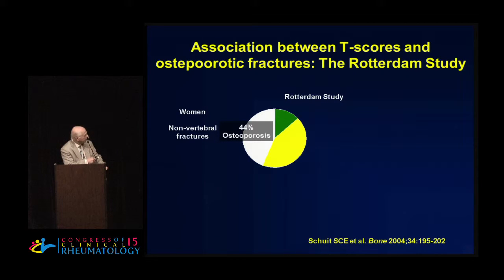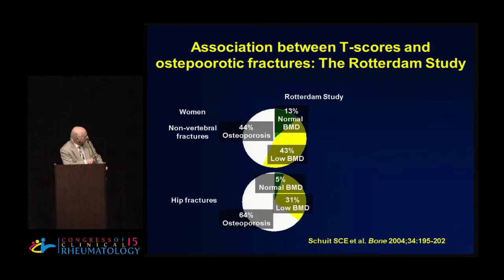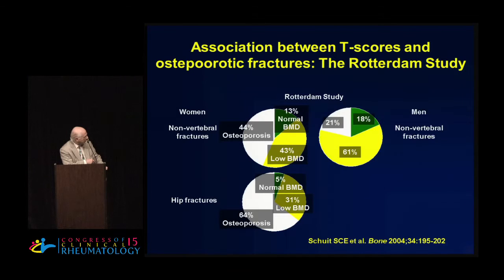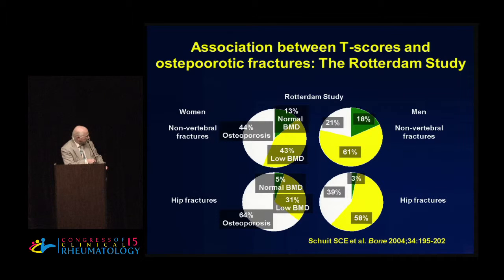And with regard to non-vertebral fractures, less than 50% of these individuals have a densitometric diagnosis of osteoporosis. If you look at hip fractures, well, a little bit more than half have osteoporosis, but a healthy number do not by bone density. And if you look at men in non-vertebral fractures, the vast majority of men do not have osteoporosis by the T-score, and that also pertains to hip fracture.